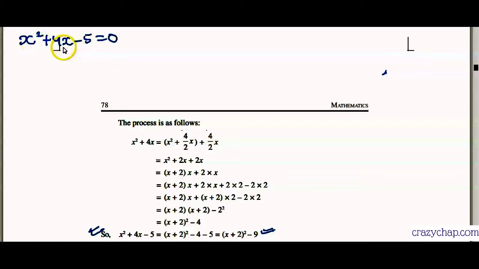the completing square method. So the first step that you do is you divide the x coefficient by 2. That is the first step. The x coefficient is 4 here. We divide it by 2, and that dividing by 2 we always do, and we get 2. After doing this first step, we write x plus this number, whatever you get here, whole square.